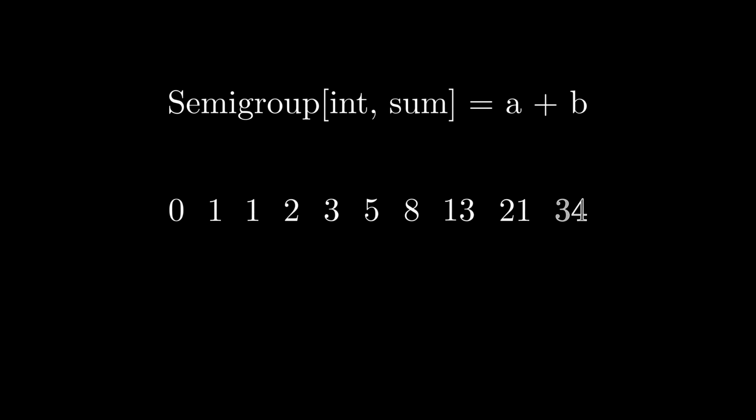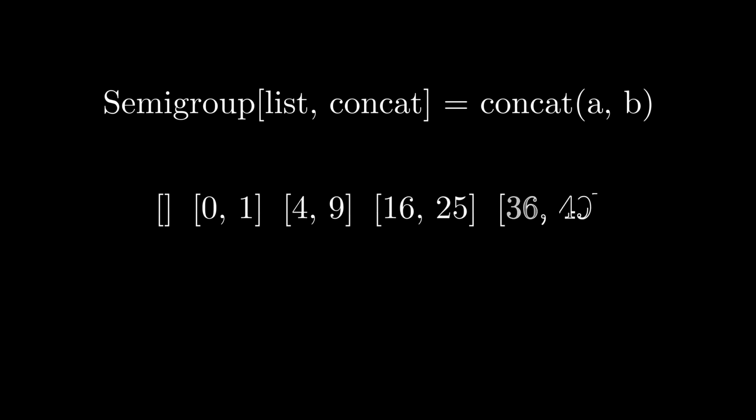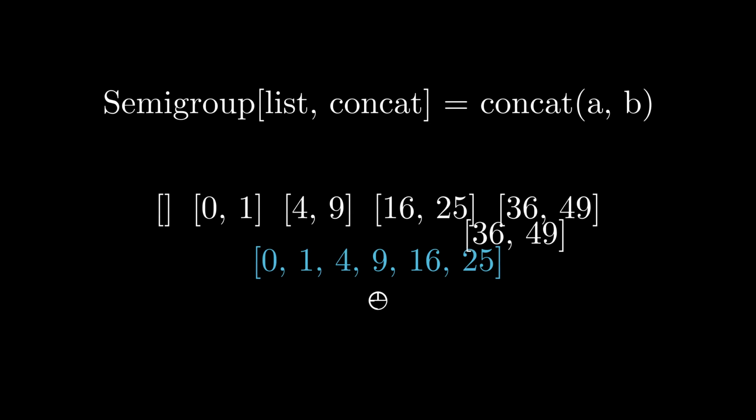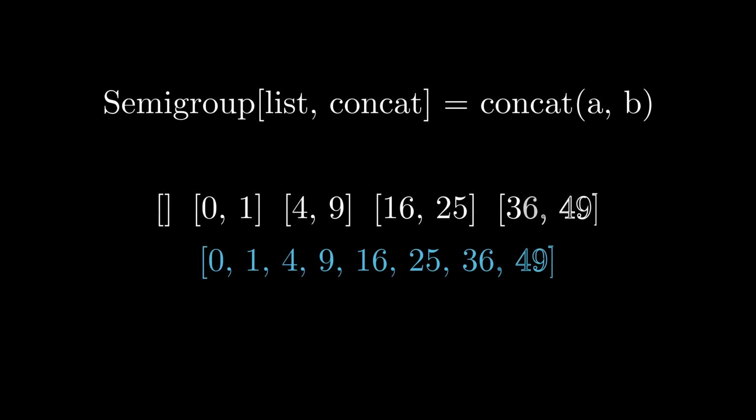The simplest and actually sort of useless example is a sum over integers. The sum of the integers is associative, so it's a semigroup. Another example is a list concatenation. However, the same type might have more than one operation to get a semigroup. For example, a product is also a semigroup over integers, just a different one.